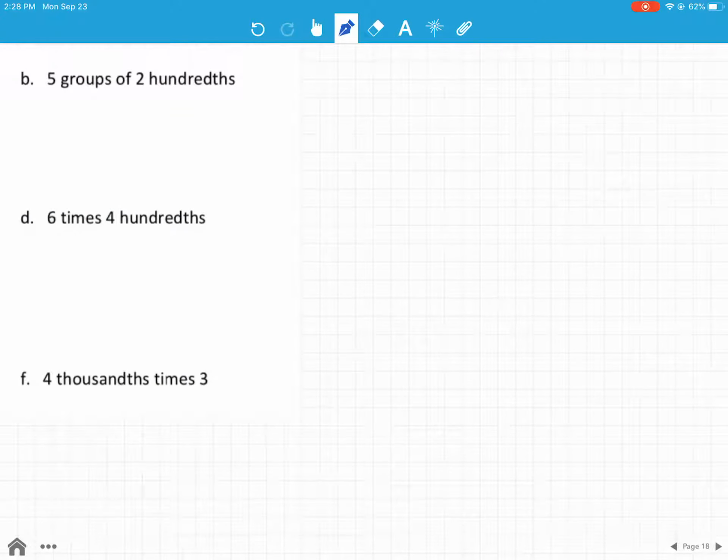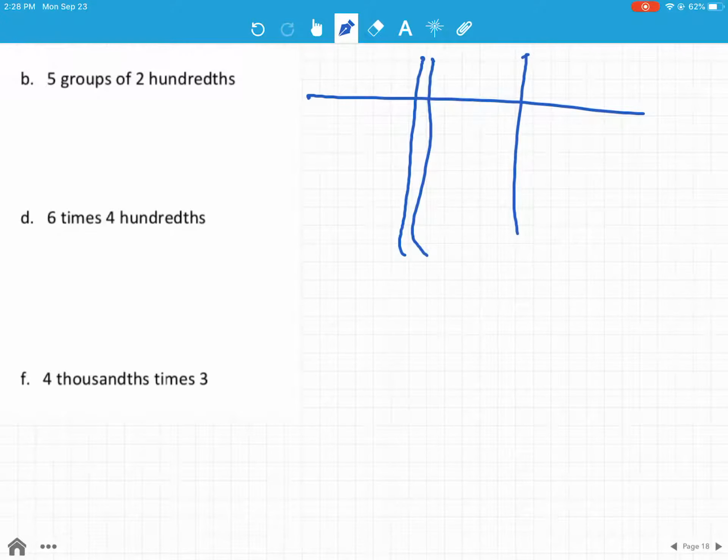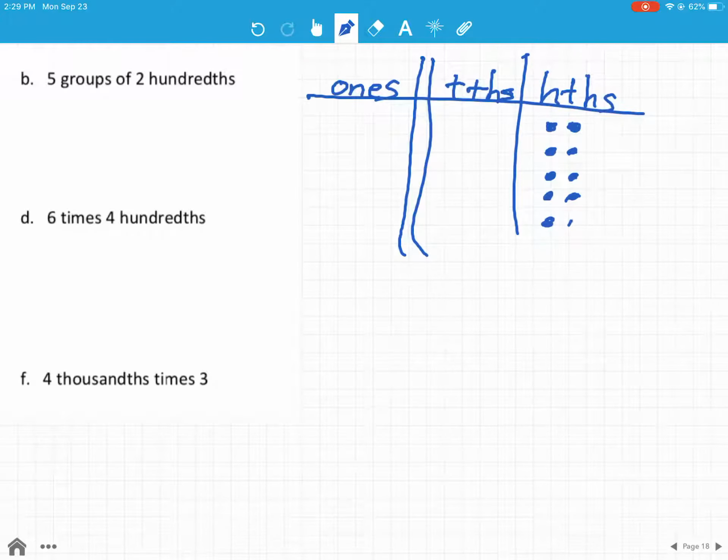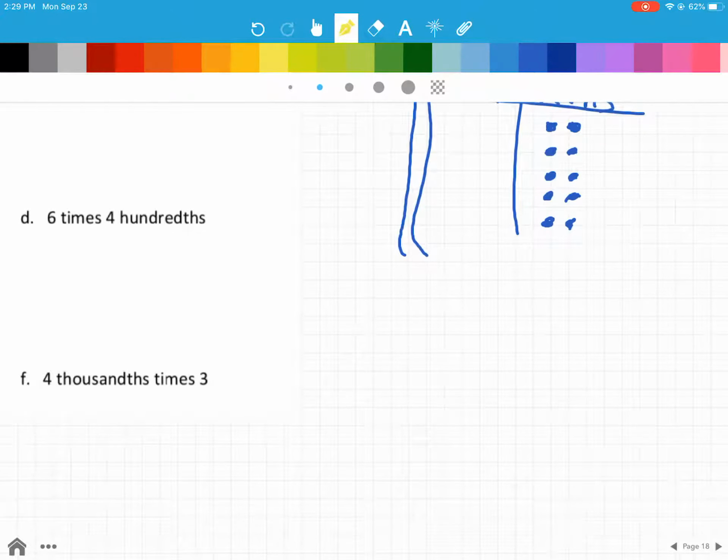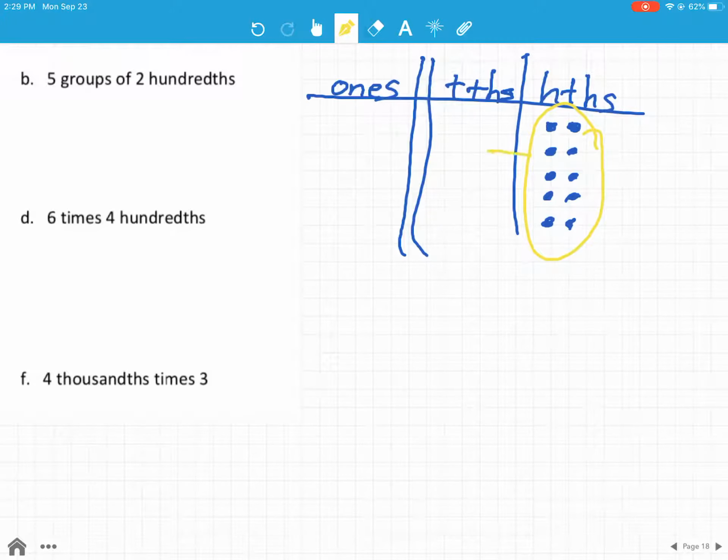This time we're going to the hundreds. If you look here, it is hundreds. So our place value chart needs to go to hundreds. So I'm going to call this hundreds. These are my tenths. And these are my ones. All right, so it's saying 2 hundredths. 5 groups of them. 2, 3, 4, 5. And I get to group these all together to make 1/10.